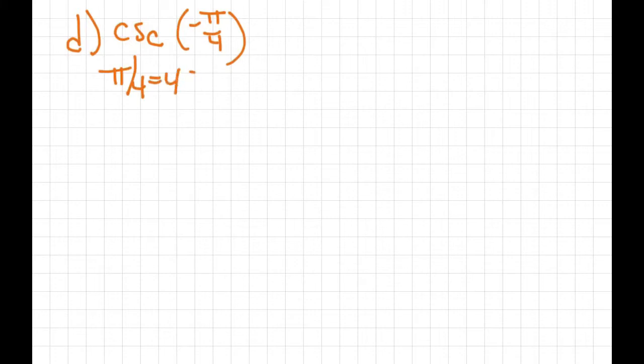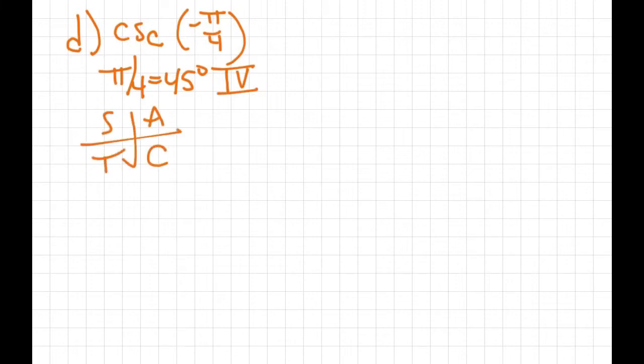Now let's do some different ones. How about the cosecant of negative pi over 4? Well, a couple things. Number one, I know that the reference angle is pi over 4, which is 45 degrees. I know negative pi over 4 is going to be in quadrant 4. And I know that in quadrant 4, only cosine and its reciprocal are positive. Cosecant is the reciprocal of sine. So I know the answer is going to be negative something.